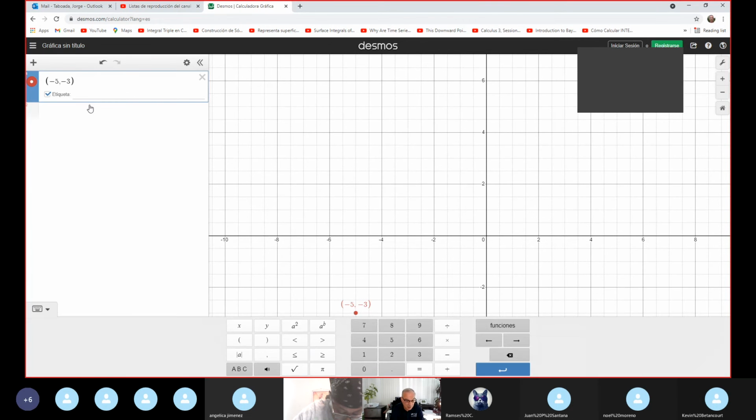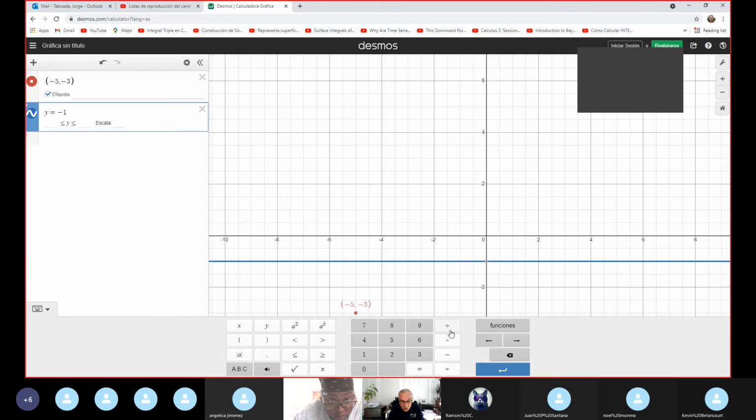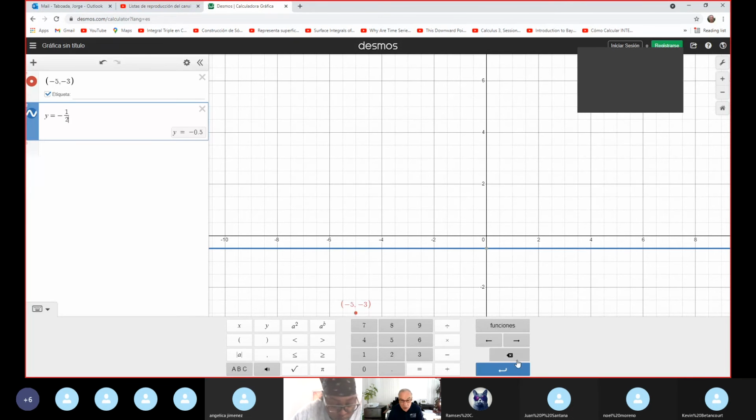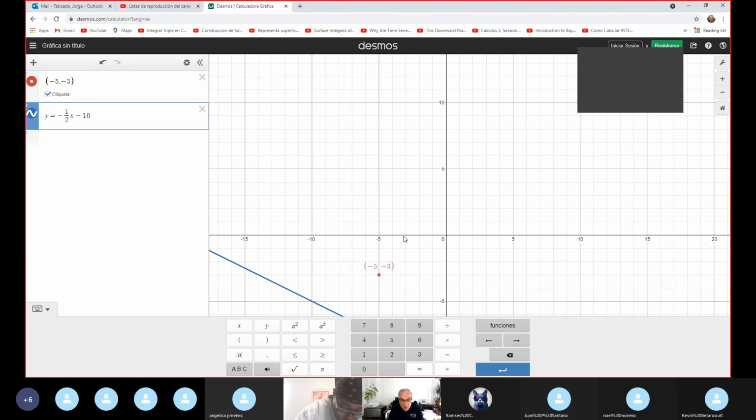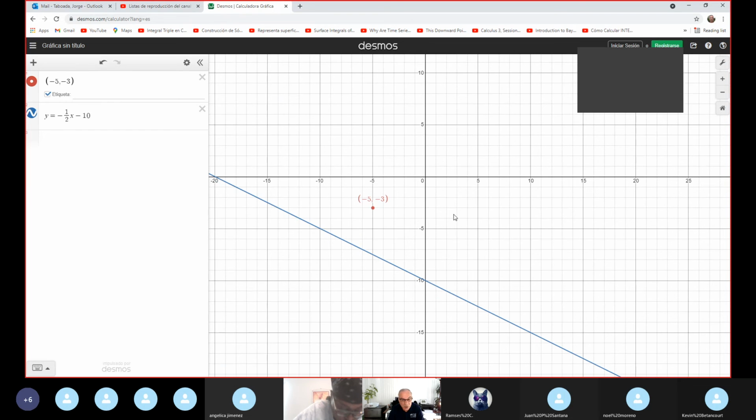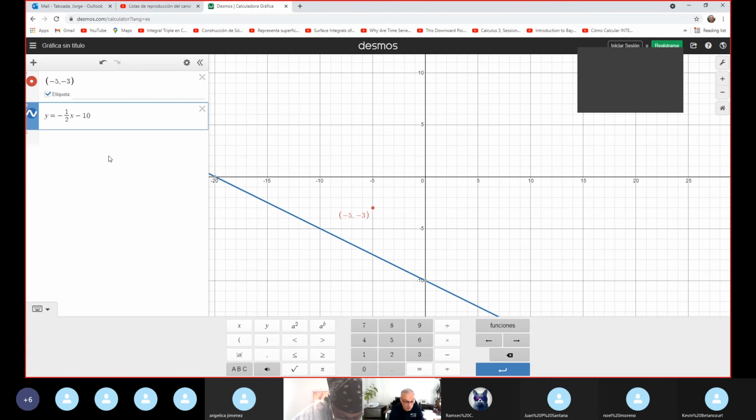Okay, now enter, and you open a new line. I want to copy the equation of the given line, which is y equals negative 1/2 x minus 10. This is the equation in blue color, the equation of the given line.